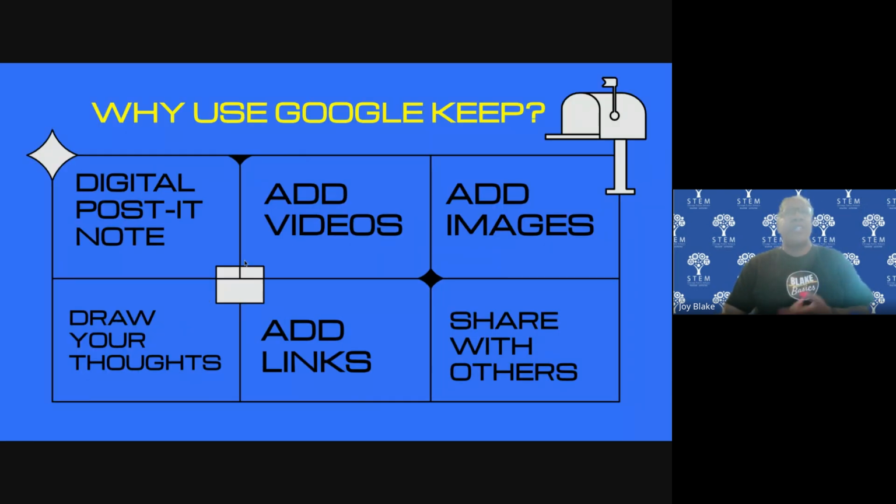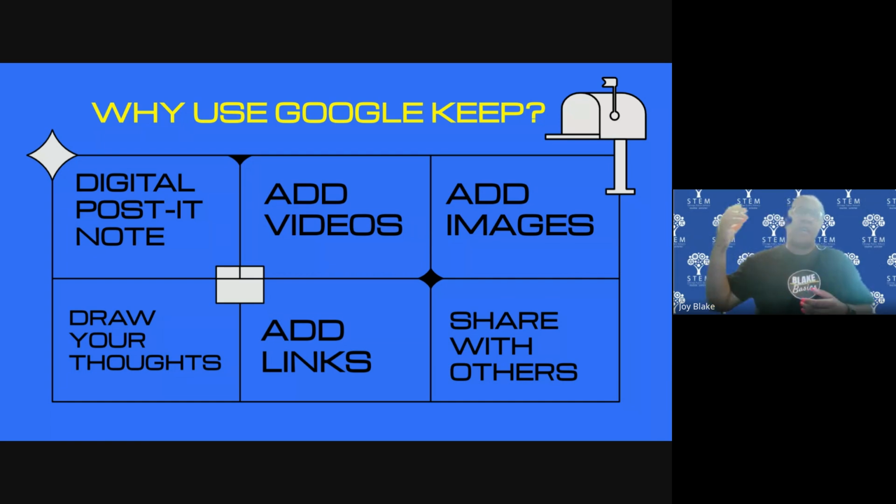So why should you use Google Keep? First, like I said, it's a digital post-it. You can use it on your phone. You can use it on your tablet. So it's interactive in that way. You can add in videos, images, links. You can share it with others. So you can make a collaborative Google Keep note, and you can draw your thoughts, and students can also draw. So it's really interactive, and it's short bites of information that you want to keep. That's why it's called Google Keep.